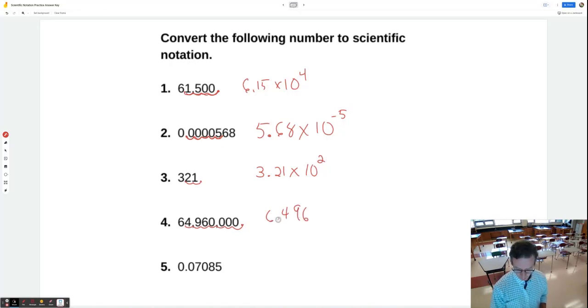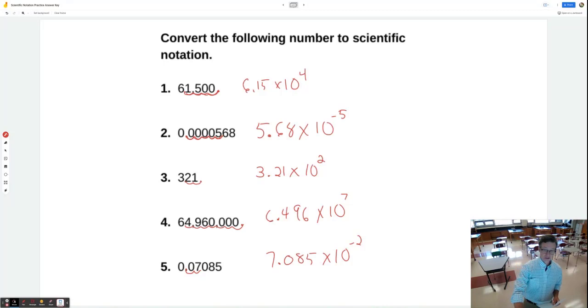6.496, and I drop the zeros, times 10 to the 1, 2, 3, 4, 5, 6, 7 power, and it's positive because we started with a big number, more than 1. And then the last one here, this is a decimal, so we're going to have a negative exponent. Anytime it's a decimal, you know it's going to be a negative exponent. So we move once, twice to get past the 7, so that I have the 7 to the left of the decimal. Everything else goes on the right. And it took 2 moves to get there, 2 places. So -2 because it was a decimal.